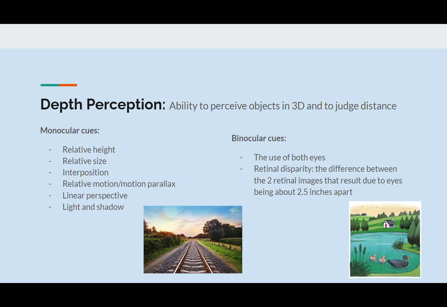And our second type is binocular cues. In contrast to the monocular cues, binocular cues use both eyes. The main binocular cue is retinal disparity, the difference between the two retinal images that results from your eyes being about 2.5 inches apart. Your brain judges distance by comparing these images. The greater the disparity, the difference, the closer the image is.